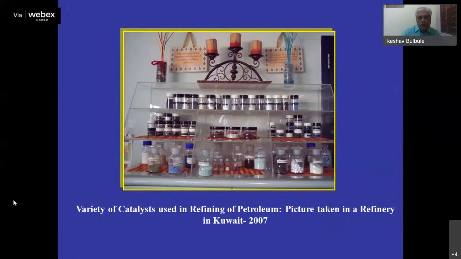You see, this is a photograph I had the opportunity to take in Kuwait when I visited Kuwait in 2007. All these are compounds of D block elements. And you know that Kuwait, being one of the Gulf countries, is a source of crude oil, and that crude oil has to be refined into different fractions, and that's how we get diesel, petrol, kerosene, and so on.